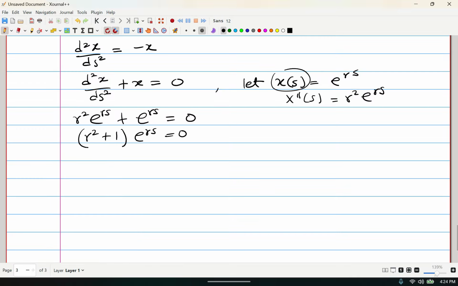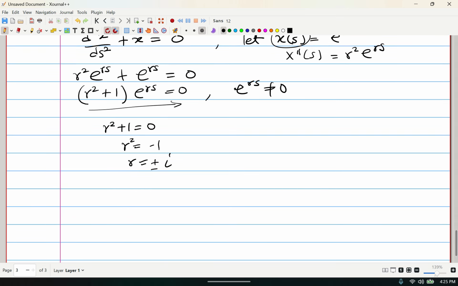But then e to the rs here, we don't want it to be equal to 0. So if that is not equal to 0, then what must happen to make this whole equation 0 is that r squared plus 1 should be equal to 0, so r squared should be equal to negative 1. So r is equal to plus or minus i. Okay, and it means x of s here, once you have complex numbers, we say the solution becomes sine and cosine, where we're going to have c1 cosine of s plus c2 sine of s.